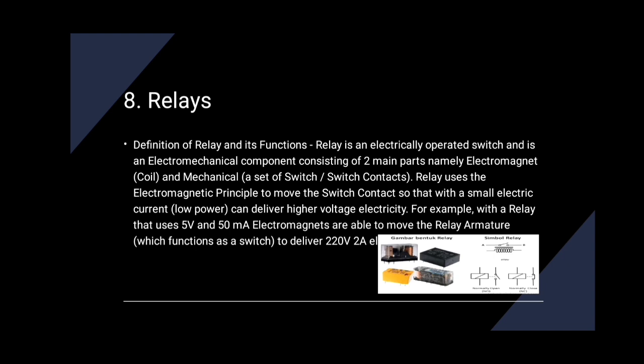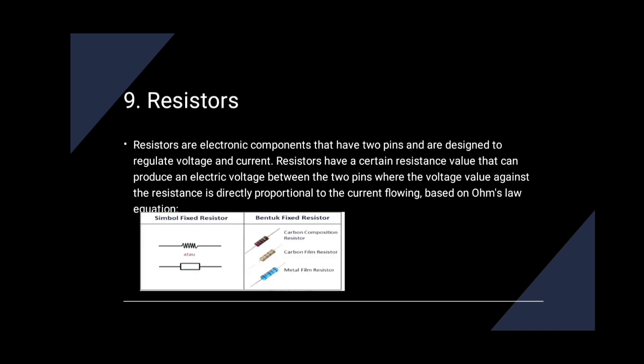Number 9. Resistors. Resistors are electronic components that have two pins and are designed to regulate voltage and current. Resistors have a certain resistance value that can produce an electric voltage between the two pins, where the voltage value against the resistance is directly proportional to the current flowing, based on Ohm's law equation.